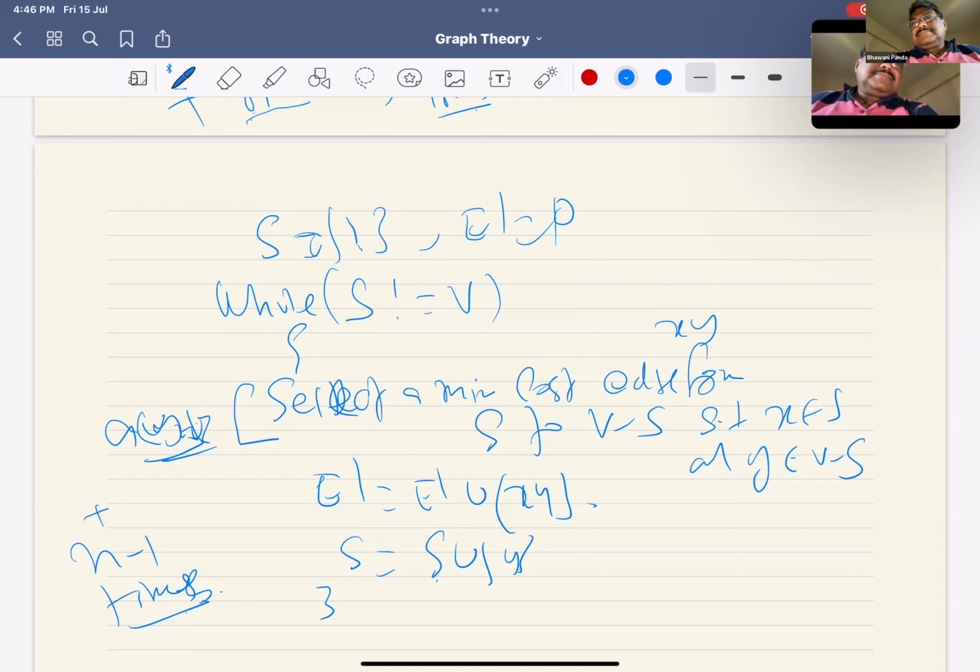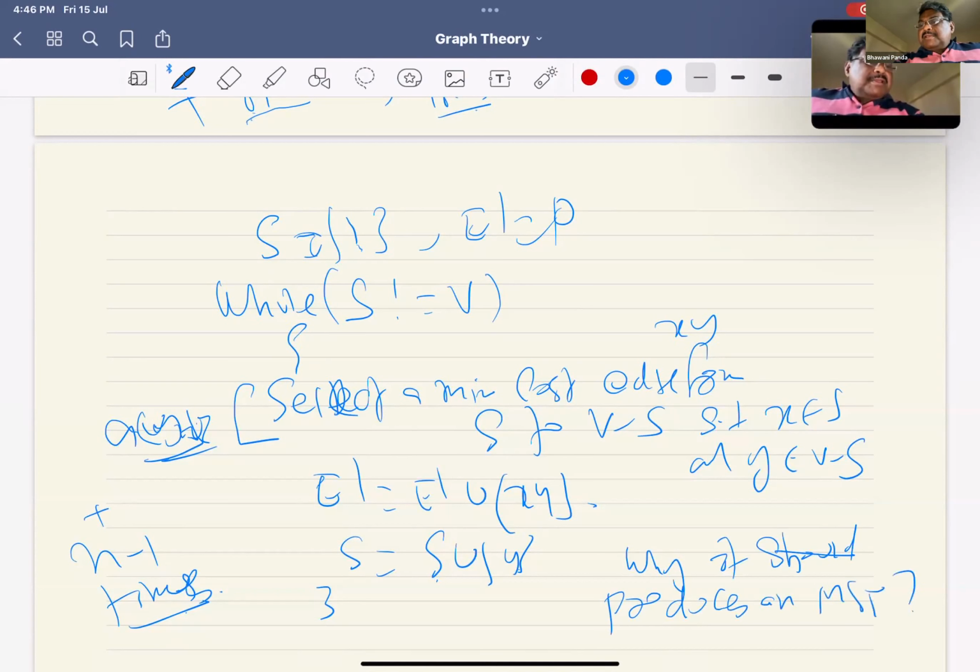Is this clear? Yes, sir. But it is just an algorithm. We have to prove the correctness. Correctness means why it produces a minimum spanning tree. There are several spanning trees we have already seen. This is called proof of correctness. The answer to this, you have to write as a theorem, and that is called the proof of correctness.